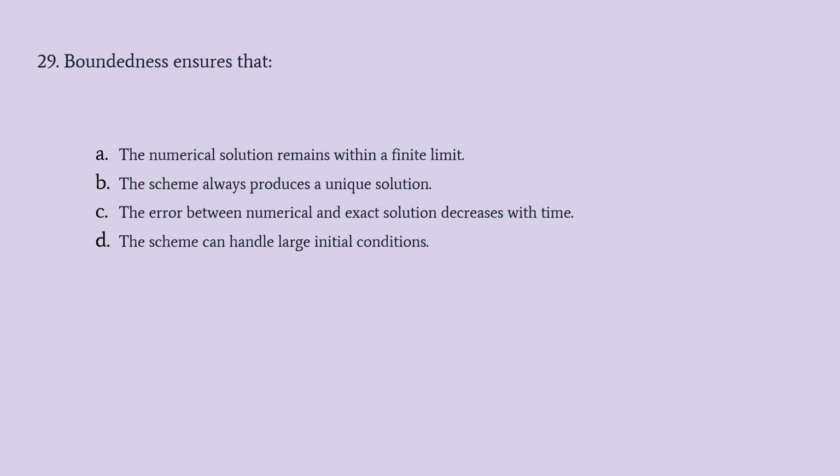Next question. Boundedness ensures which of the following? Options are, A, the numerical solution remains within a finite limit. Option B, the scheme always produces a unique solution. Option C, the error between numerical and exact solution decreases with time. Option D, the scheme can handle large initial conditions.